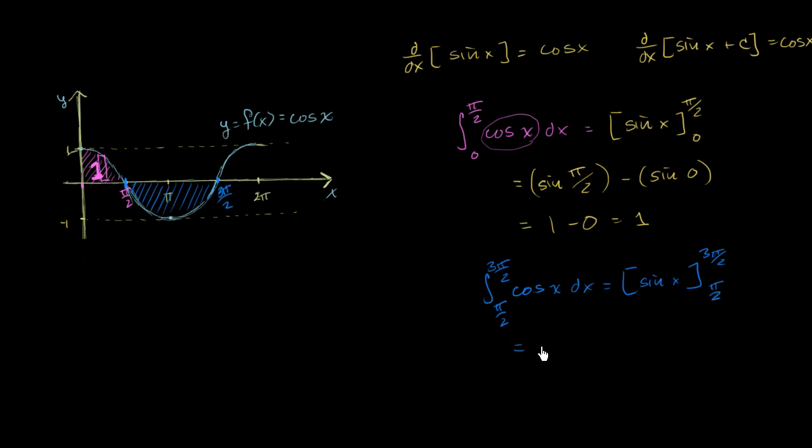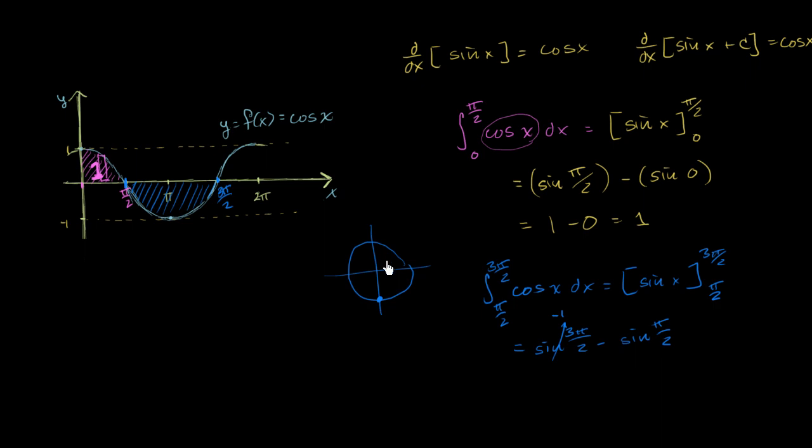So this is going to be equal to sine of 3 pi over 2 minus sine of pi over 2. What's sine of 3 pi over 2? If you visualize the unit circle real fast, 3 pi over 2 is going all the way 3/4 around the unit circle. So it's right over there. So the sine is the y-coordinate on that unit circle, so it's -1. So this right over here is -1.